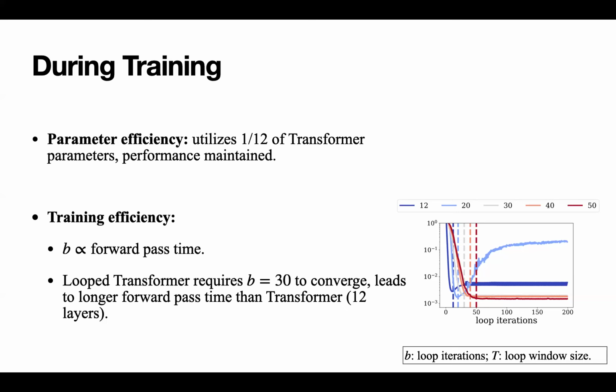Sorry, what is the legend? Yeah, the legend is the value of B. The B is the loop iterations we set during the training. Oh, so what is the x-axis? So the x-axis is the loop iteration during the inference. So let's say we train the loop transformer with the loop iteration B, and then during inference, we infer up to 200 loop iterations.